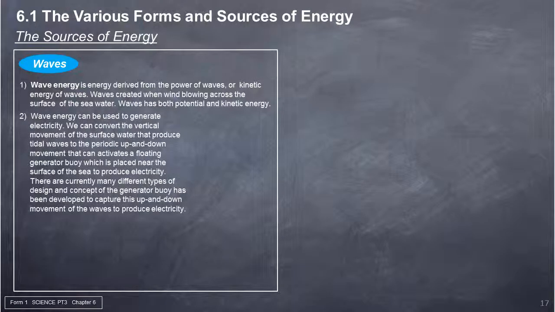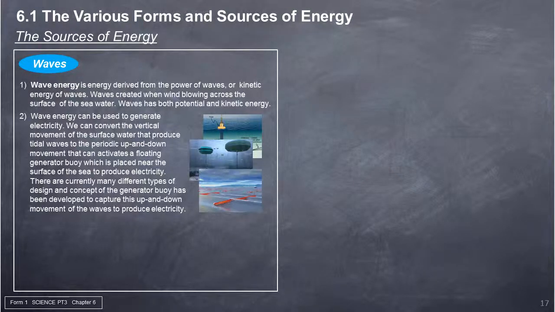2. Wave energy can be used to generate electricity. We can convert the vertical movement of the surface water that produces tidal waves into the periodic up and down movement that can activate a floating generator buoy, which is placed near the surface of the sea, to produce electricity. There are currently many different types of design and concepts of the generator buoy that have been developed to capture this up and down movement of the waves to produce electricity.